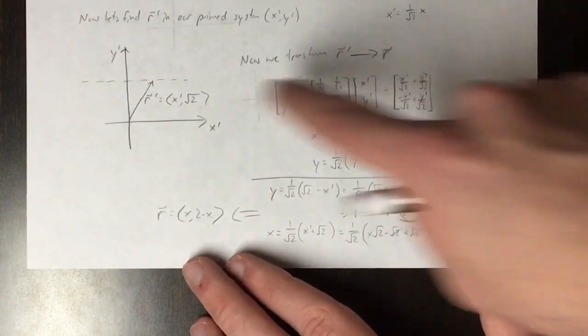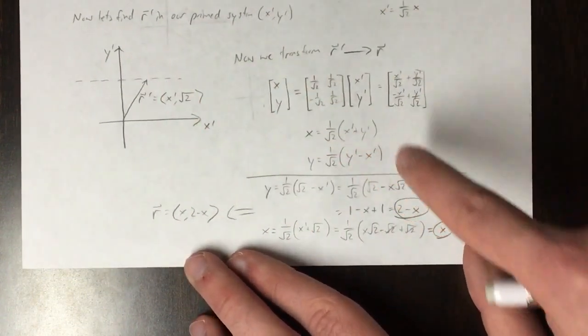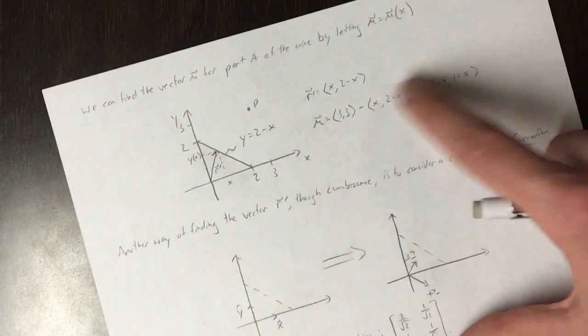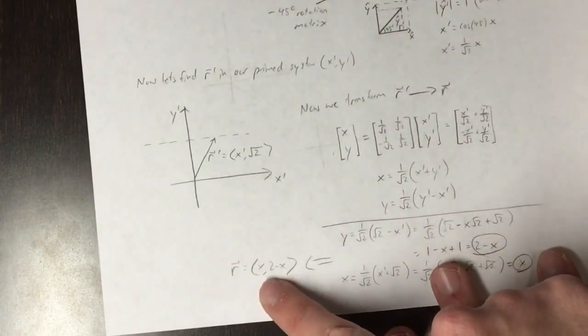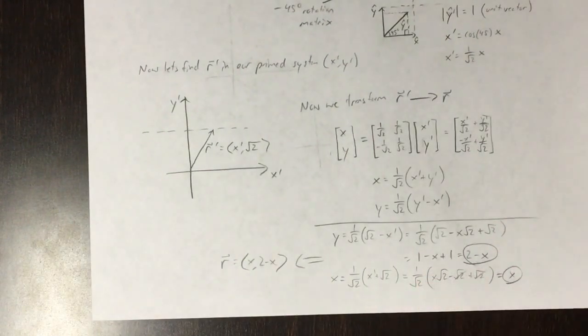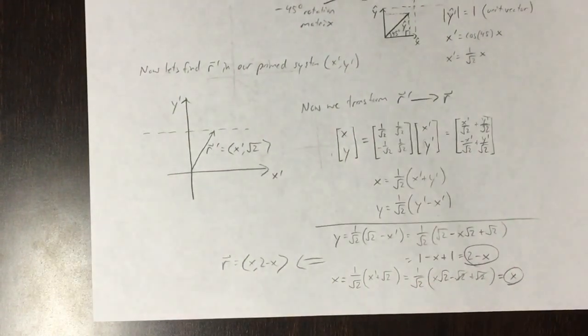Now that we have it, we just plug in our vector components, do some algebra, and you get the exact same vector that we got up here. Okay? This one right here. x2 minus x. All right, so those are the two ways of finding your source vector using some linear algebra.